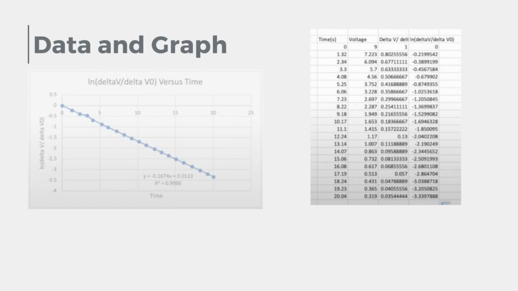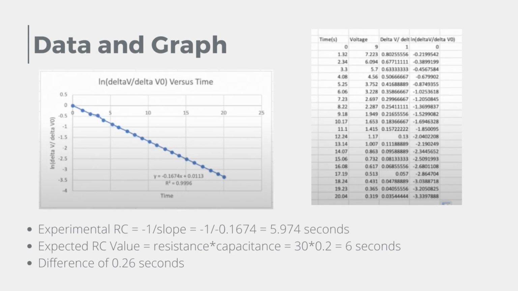This brings us to our data and graph. The inverse of the slope of the graph represents RC, which is the time constant. After recording data from the simulator, the RC was calculated to be 5.974 seconds. The expected RC value was 6 seconds, as it is simply the resistance, 30 ohms, multiplied by the capacitance of the capacitor, 0.2. Our answer was pretty similar.